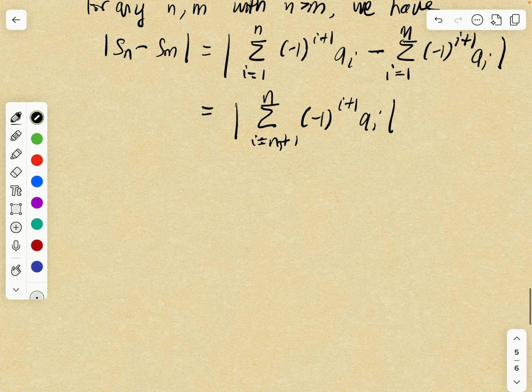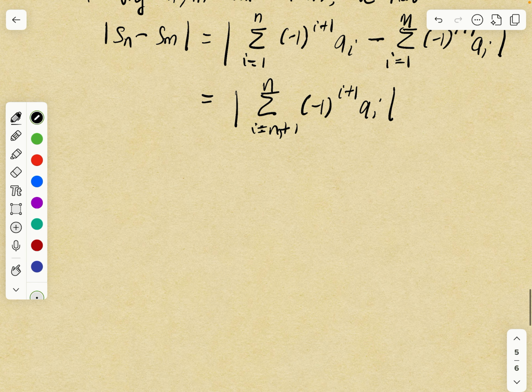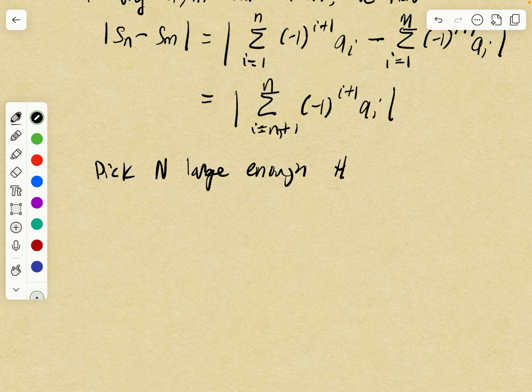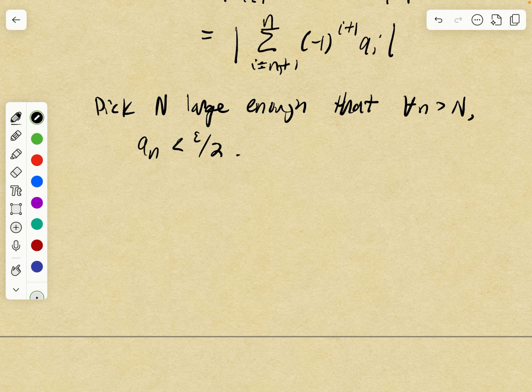But let's just write that down. So pick capital N large enough that, now I'm actually going to use epsilon over 2, such that for all little n greater than capital N, a sub n is less than epsilon over 2. And we'll see why in the proof. Okay, so case 1, I'm going to look at cases depending on m and n being even or odd. So suppose that m and n are even.